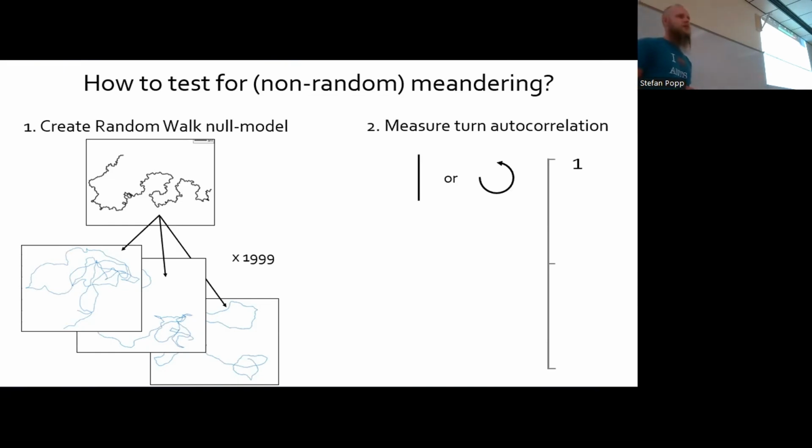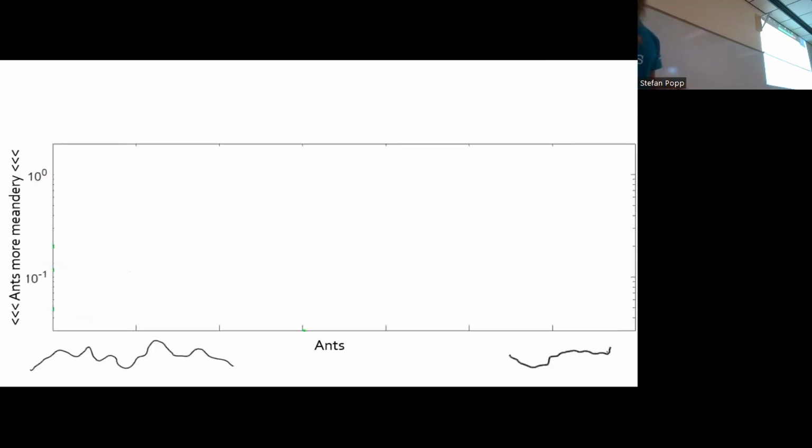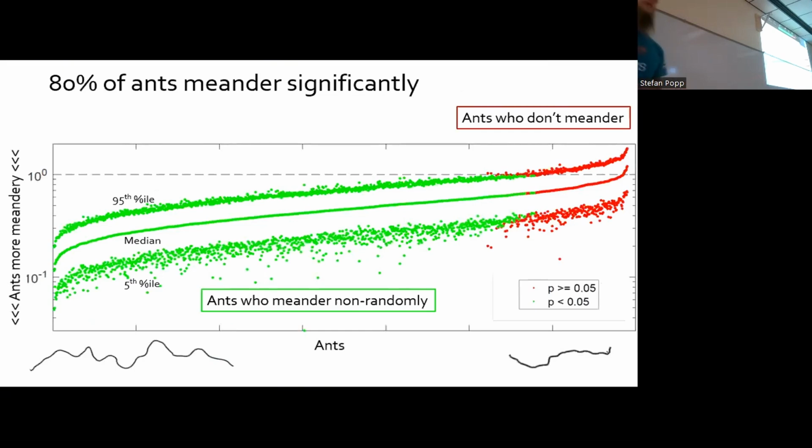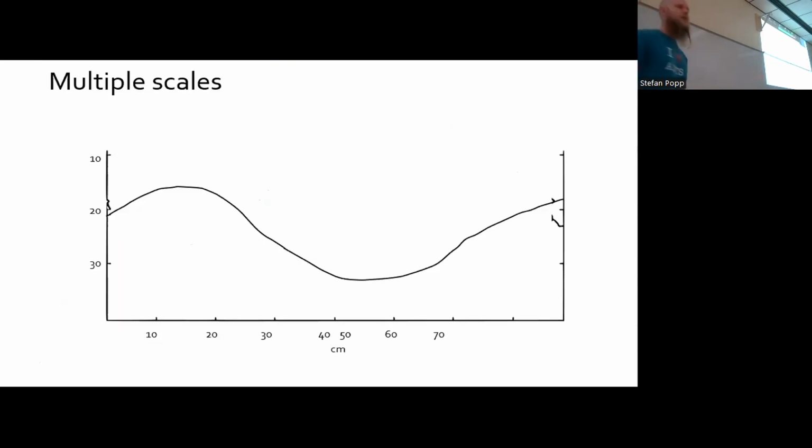If the turn autocorrelation is 1, then the ant is always turning into the same direction. If it's -1, then the ant is doing a perfect zigzag. And if it's 0, then there is no correlation between the turn directions of any successive steps. And here what I find is, on the x-axis are the 1,200 ants or something. And on the y-axis, the lower, the more meandering the ants are. In green, all the significantly meandering ants. So 80% of the ants do meander significantly more than we would expect if they were just doing a random walk. And they are doing this on multiple scales.